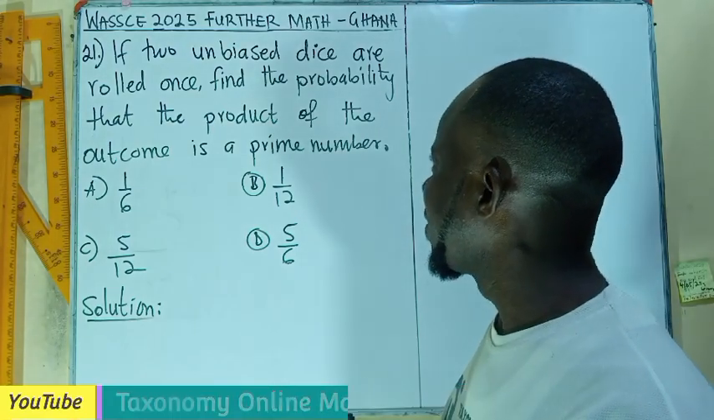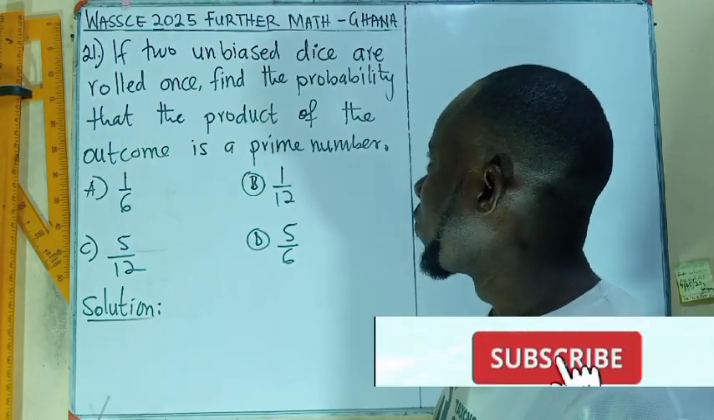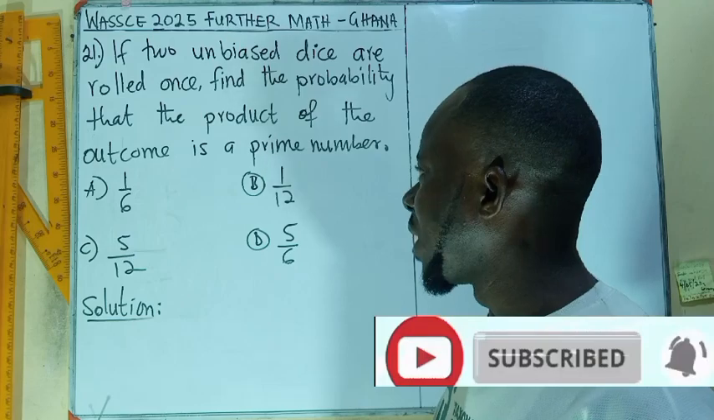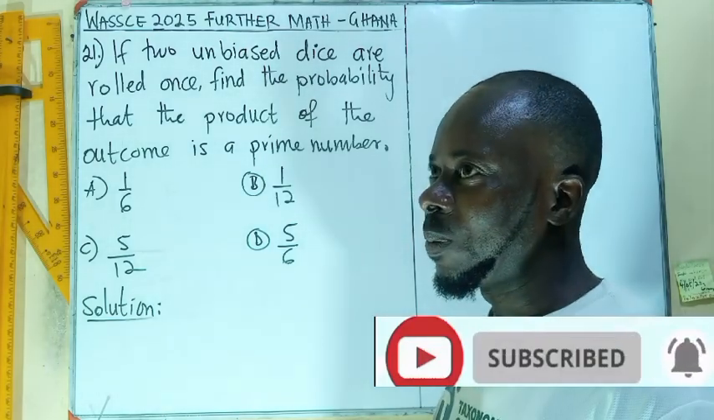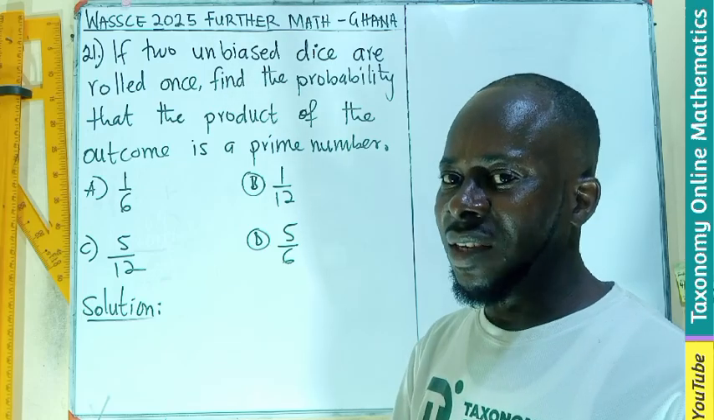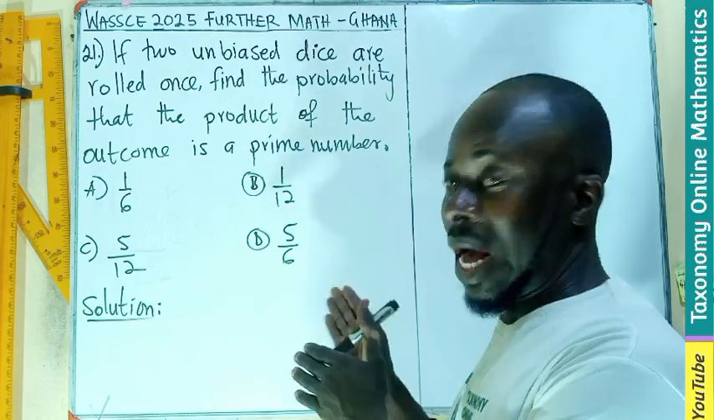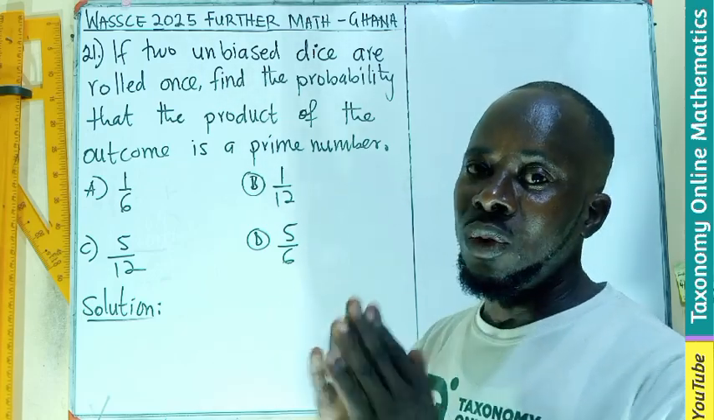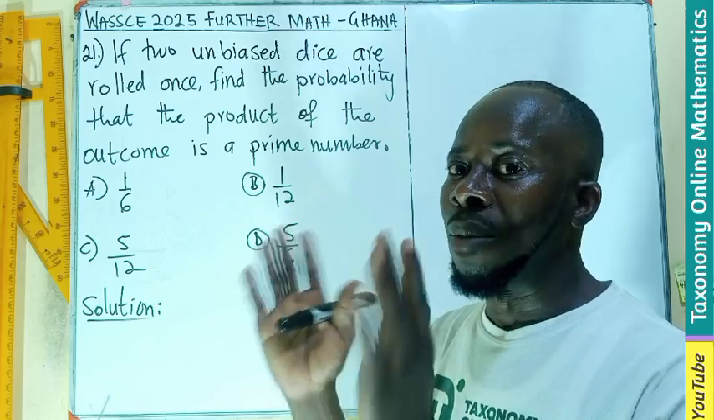If two unbiased dice are rolled once, find the probability that the product of the outcome is a prime number. So we need to know the event, that's the product of the outcomes, which is a prime number. We also need to know the possible outcomes or the sample space.